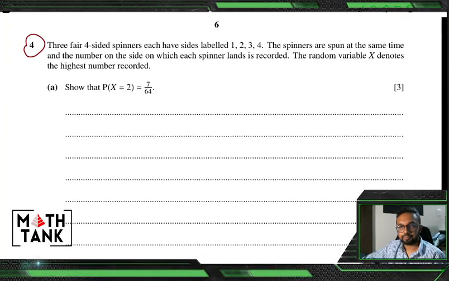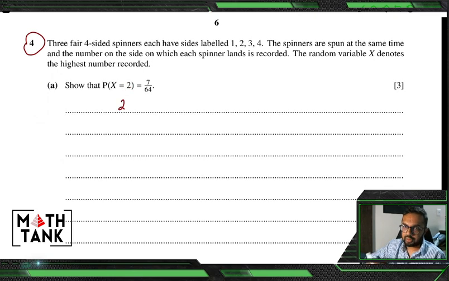Let's do this one. It says a pair of four-sided spinners each have sides labeled 1, 2, 3, 4. The spinners are spun at the same time, and the number on the side on which each spinner lands is recorded. The random variable x denotes the highest number recorded. Show that probability of x equals 2 equals 7 over 64. So I have three fair four-sided spinners. So I'm spinning thrice. So there are 3 outcomes, the highest of which has to be 2. Now, the important thing about this question is that if the highest is 2, that doesn't mean that the other two have to be less than 2. They could all also be 2.